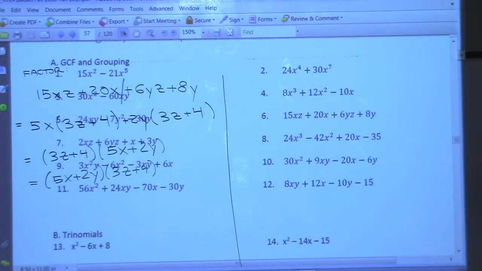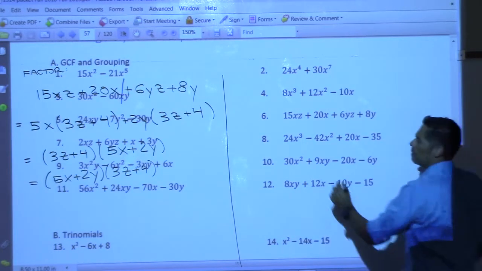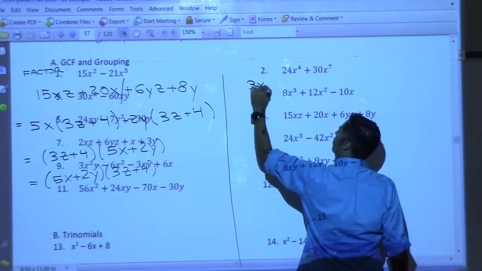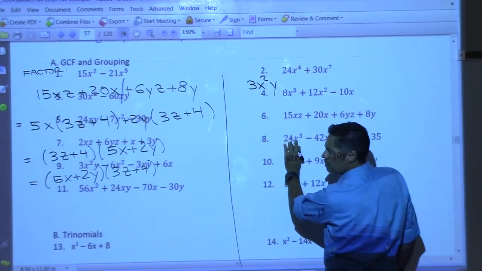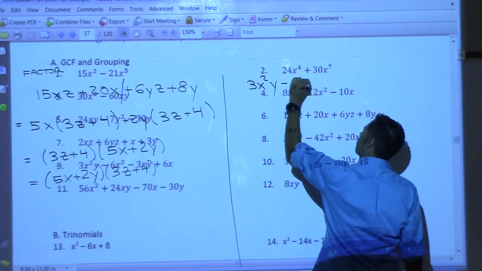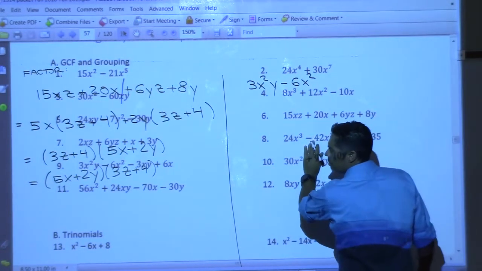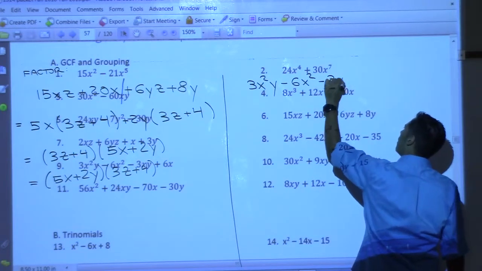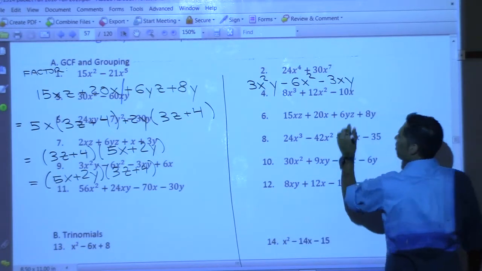There we go. Number 9 looks good. 3x squared y minus 6x squared minus 3xy plus 6x.